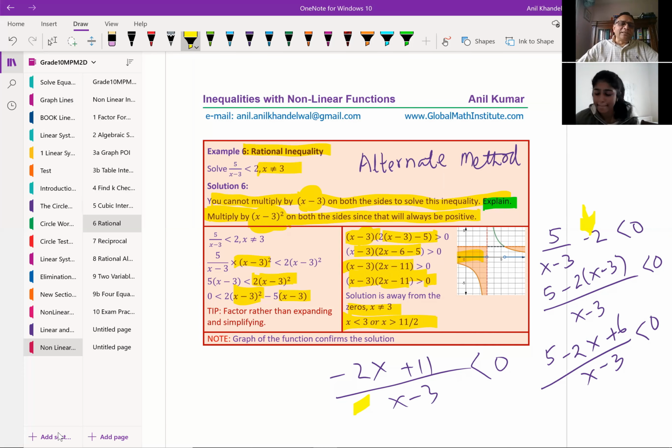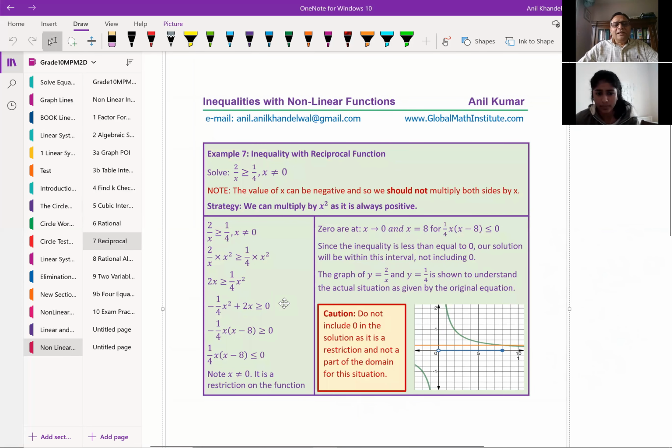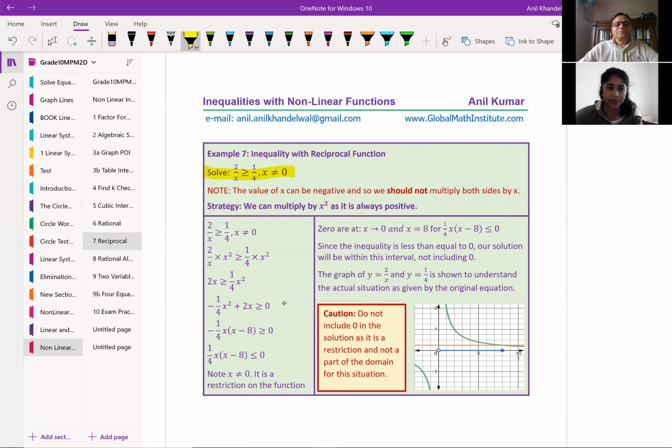And here is a simple example for you. You'll love this. So, Amy, can you solve this inequality for me? Read and write, tell me the solution. Okay. So, solve 2 over x being greater than or equal to 1 over 4, where x is not equal to 0. Yes. What will you do? So, it's 2 over x. So, we can multiply both the sides by x squared.